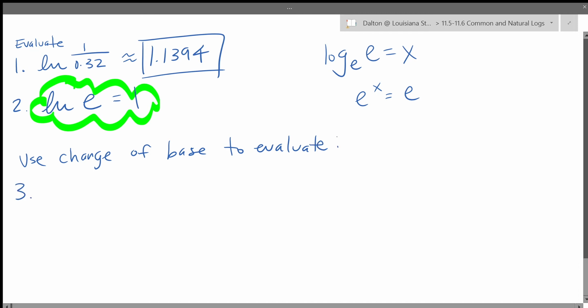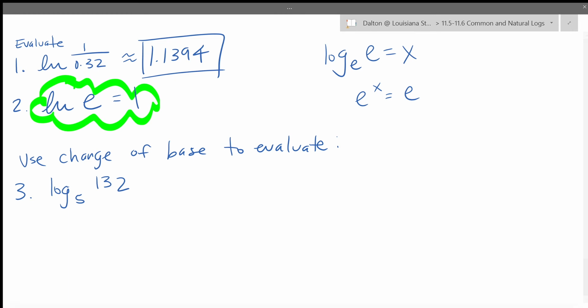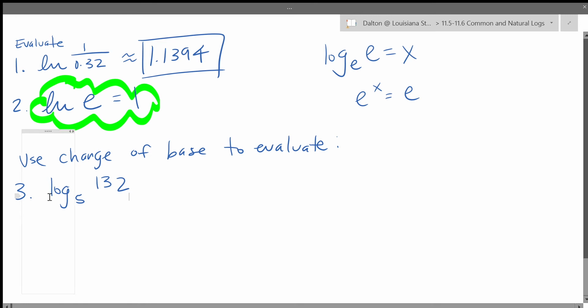So example 3, if I give you the log base 5 of 132. Now, in the last video, when we talked about common logs, the change of base for that would have been, okay, then we just take log of 132 divided by the log of 5, and we're done.